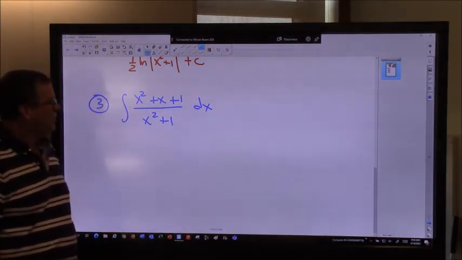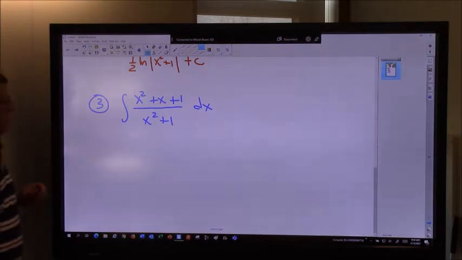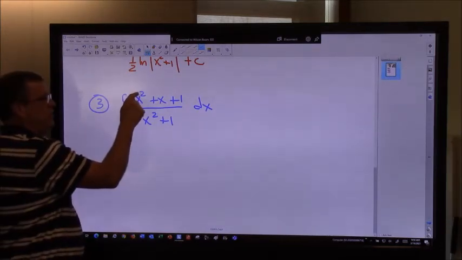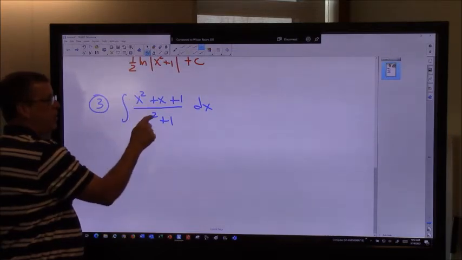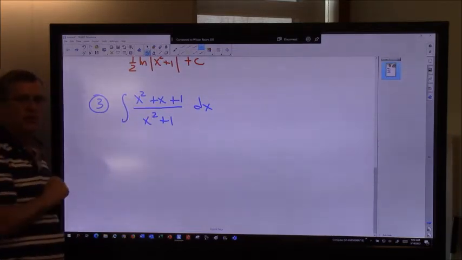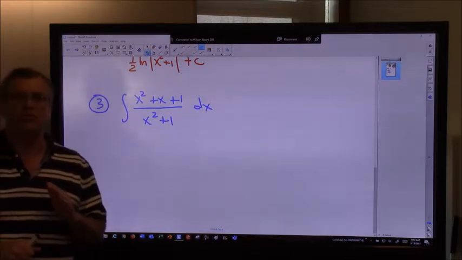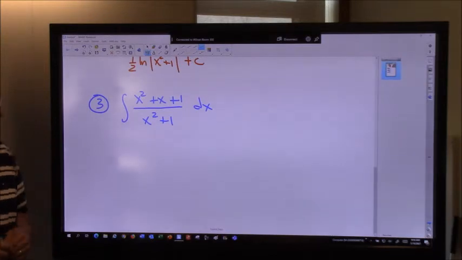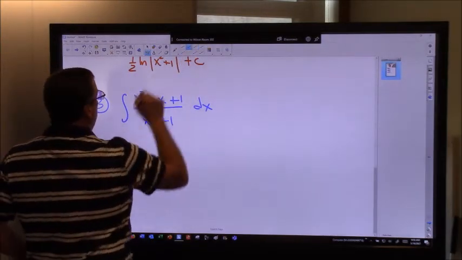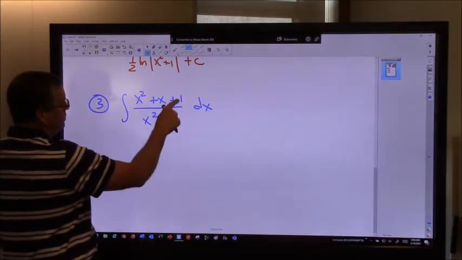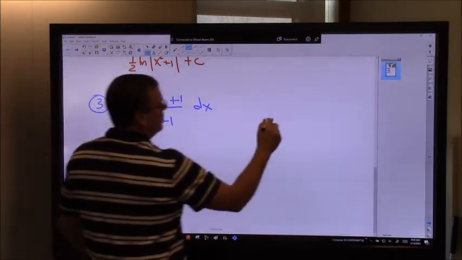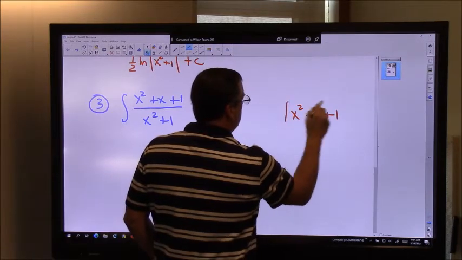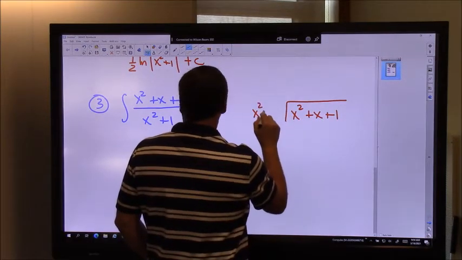So here's a rule that we have to make sure to remember. Anytime we're doing an integral and the exponent in the numerator is equal to or larger than the one in the denominator, then what I need to do is long division. I need to divide this and find an equivalent expression. So off to the side here, I'm going to do this divided by this: x squared plus x plus 1 divided by x squared plus 1.